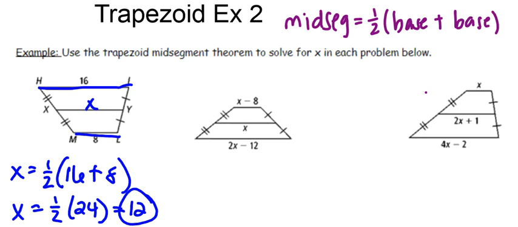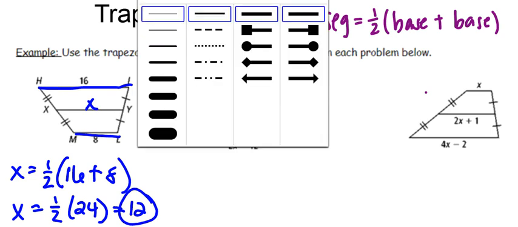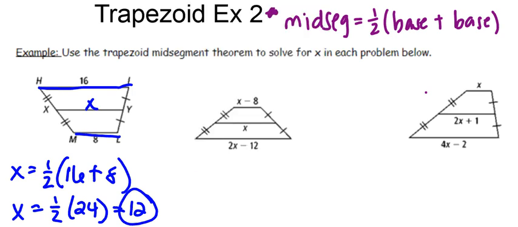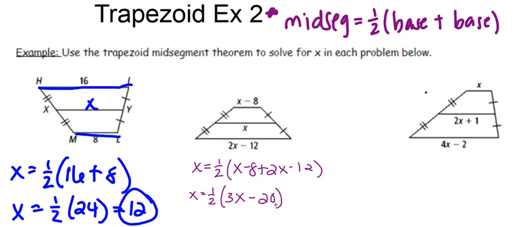In this middle one, this time we have x's in multiple places. But we're still going to use this little formula to set something up that we can solve for x. So this time, the mid-segment is x again. So that's nice. x equals half. The bases, though, are not just numbers. They're x minus 8 and 2x minus 12. So x minus 8 plus 2x minus 12. So we have some algebra to do. So we got x equals half of, let's see, x and 2x is 3x, a minus 8 and a minus 12 is a minus 20.